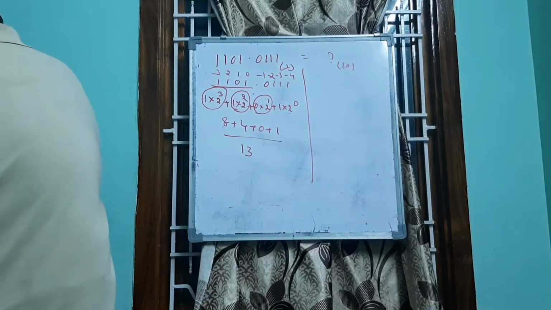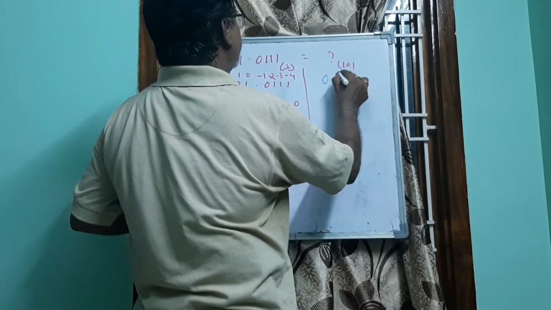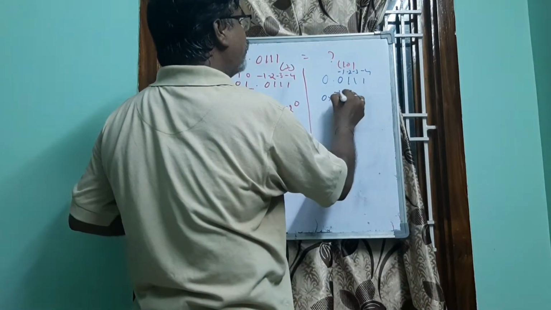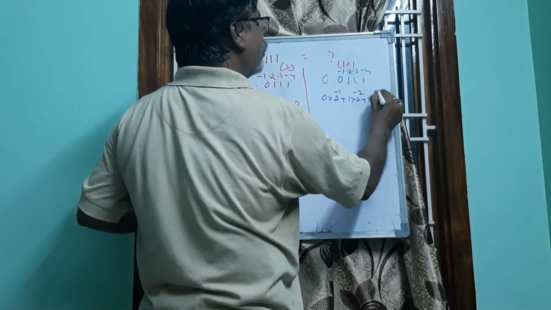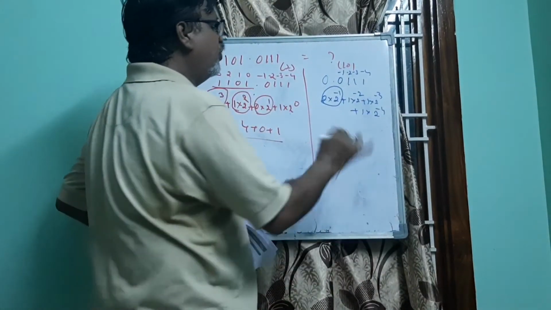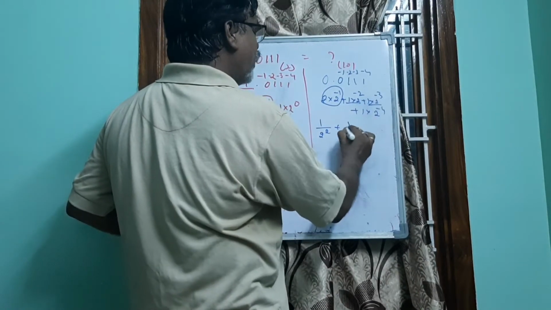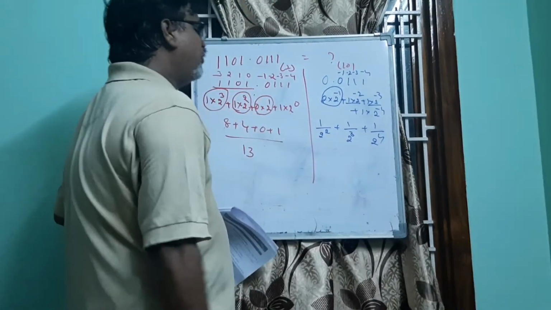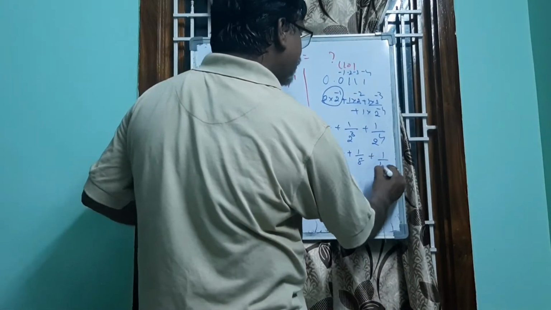Now let us consider the fractional part. 0.0111. So this is minus 1, minus 2, minus 3, minus 4. It is 0 into 2 power minus 1 plus 1 into 2 power minus 2 plus 1 into 2 power minus 3 plus 1 into 2 power minus 4. Anything into 0 is 0, you discard it. This is 1 by 2 square plus 1 by 2 cube plus 1 by 2 power 4. So here this is 1 by 4 plus 1 by 8 plus 1 by 16.